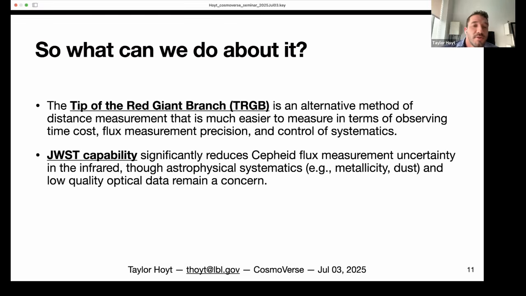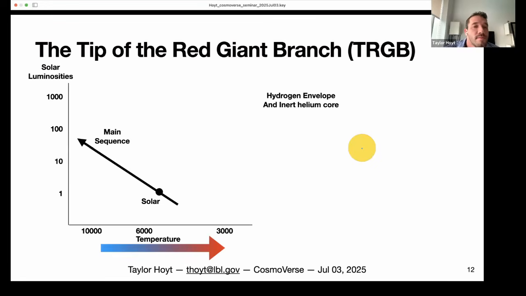And the other is the use of the James Webb Space Telescope, whose significantly improved resolution relative to HST in the infrared reduces the Cepheid flux measurement uncertainties significantly as well. And this has been shown for a small subsample of the SHOES galaxies with JWST observations. So both seem very reasonable approaches to solving the issue. But I'll focus on the tip of the red giant branch.